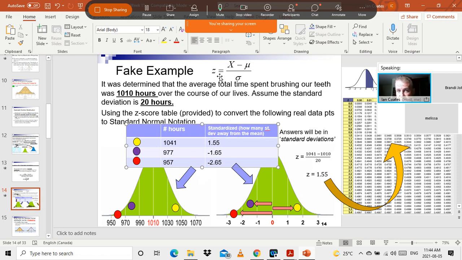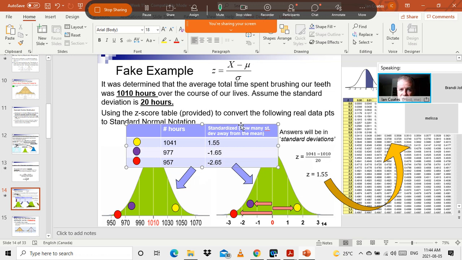There's my formula. Z is equal to the number minus the mean divided by the standard deviation. Well, I've given you all those. So I want to find the z-score for 1041. So z is equal to 1041, which is your value, minus your mean, which I've given you, divided by standard deviation, which I've given you, and you get a number there that's 1.55. Now what does that mean?